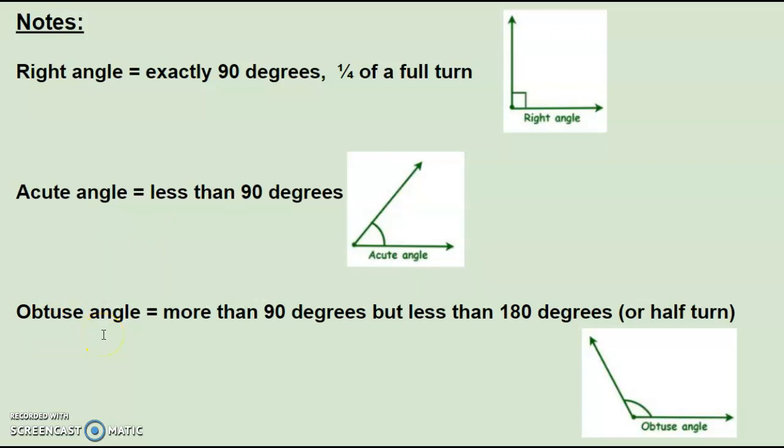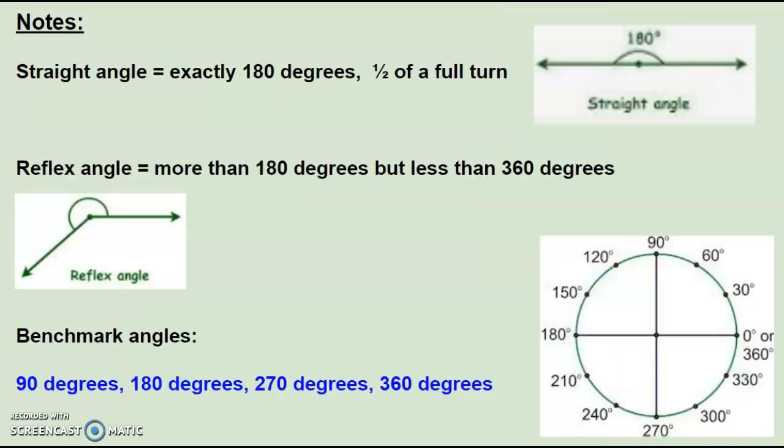An obtuse angle is more than 90 degrees, but less than 180 degrees. Here's an example of an obtuse angle. A straight angle measures exactly 180 degrees, half of a full turn. Here's an example of a straight angle.